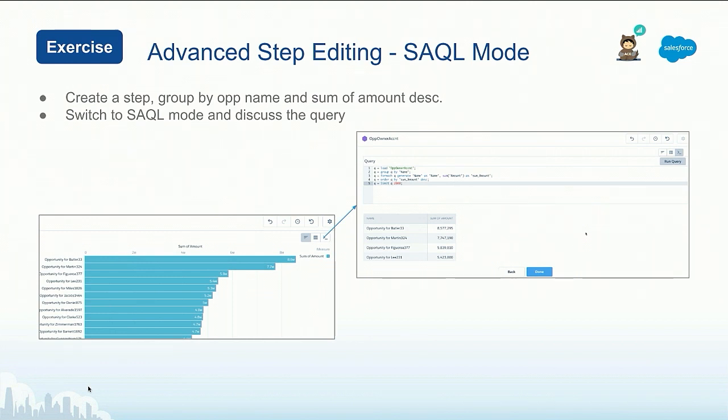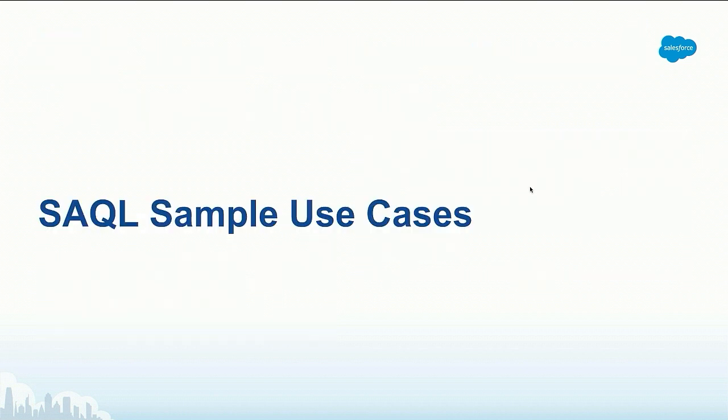Where do you go and check the SAQL? So again, when you're creating a step or you're exploring the lens, you have the option to go to the SAQL mode, this button, SAQL mode, and that's where you go and take a look at the query and start playing around with it, or get familiar, or again start modifying it to get your result. Let's take a look at some of the sample use cases.